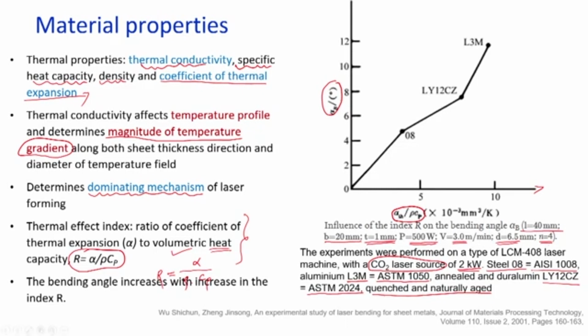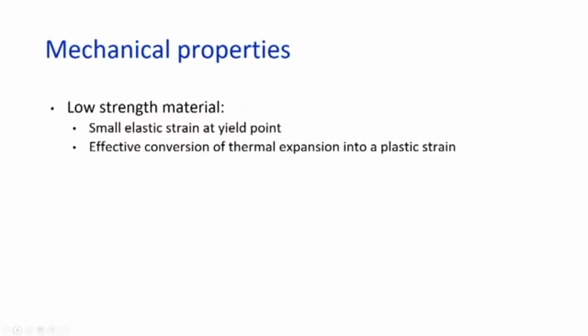With this it was found that as the thermal effect index is increasing, we are getting more bend angle. The steel has been compared with aluminum. Aluminum has a higher thermal effect index, and due to that a larger bend angle was noticed with aluminum in comparison with steel. Here you can see the larger bend angle for aluminum because of its thermal effect index. Now, let us see the effect of mechanical properties on laser bending performance.